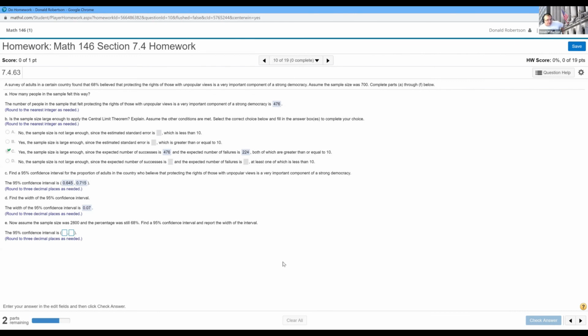Now assume the sample size was 2800. Unfortunately, I don't have any more time. I've just got another class that's about to start. But if you went back and did the question, but changed the n to 2800 and you went through the whole thing again, you would get a totally different answer. Compared to that 700, that 2800 is about 4 times bigger, so don't be surprised if the answer to the interval is actually smaller, because more people, more accurate answer.